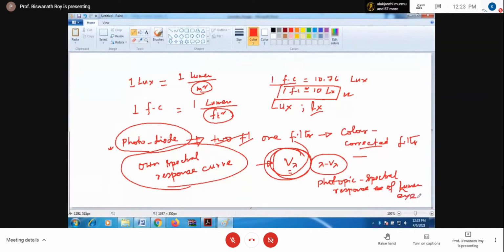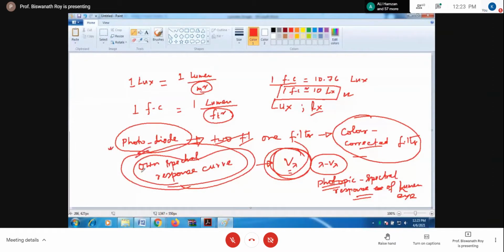Human eye. Photopic spectral response of human eye. So any light sensor which is supposed to measure light, the spectral response must be identical with V lambda. And the role of the color correction filter is to convert the spectral response curve of the photodiode or photocell into V lambda. So that is one filter.